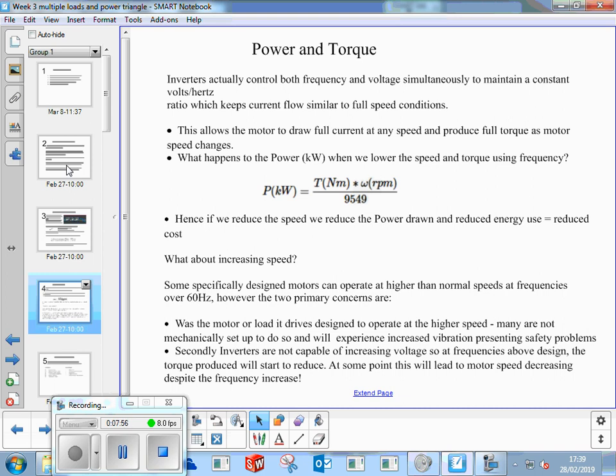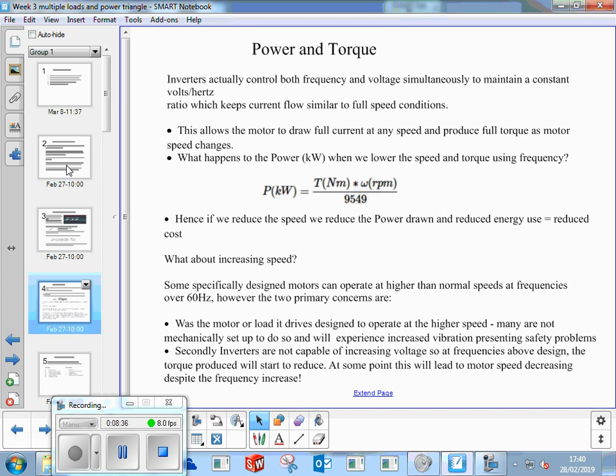Torque in Newton meters, multiplied by, so power in kilowatts is torque times omega, which is your RPM, over 9549, which is a conversion factor. So torque against speed gives you power. So if we reduce the speed, we reduce the power drawn and reduce the energy used, because power relies on speed. So that's reduced cost. What about increasing speed?